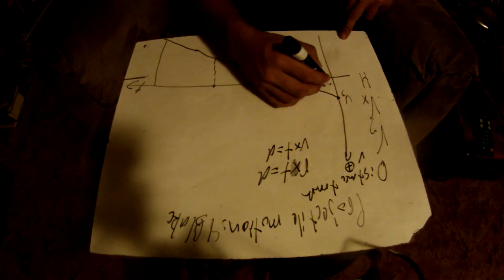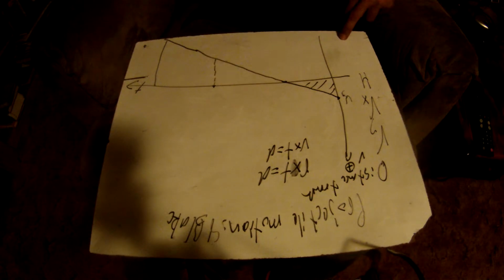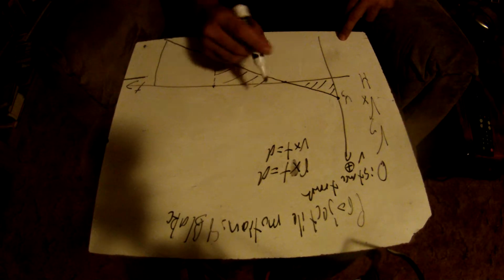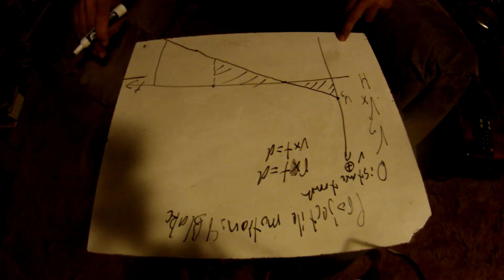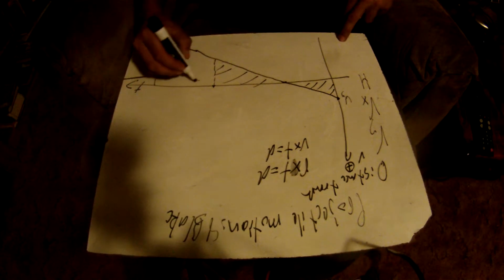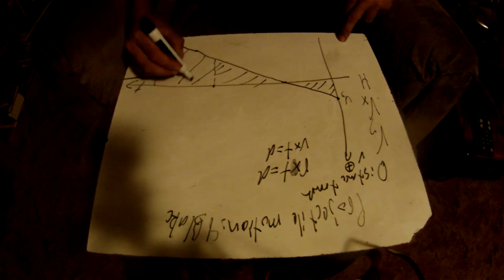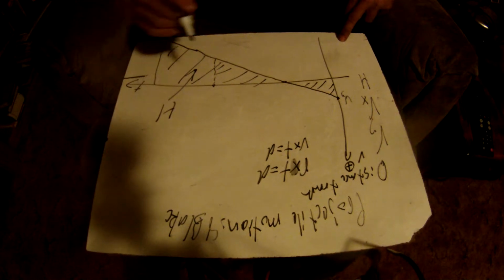So the areas of these triangles are the same because the distance traveled up and the distance traveled down are the same. And then there's the extra distance. And the area of that one is h.